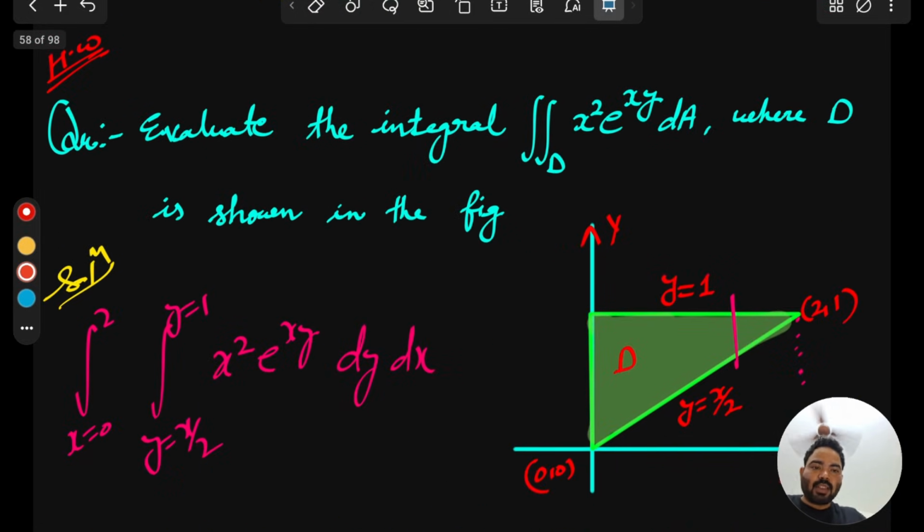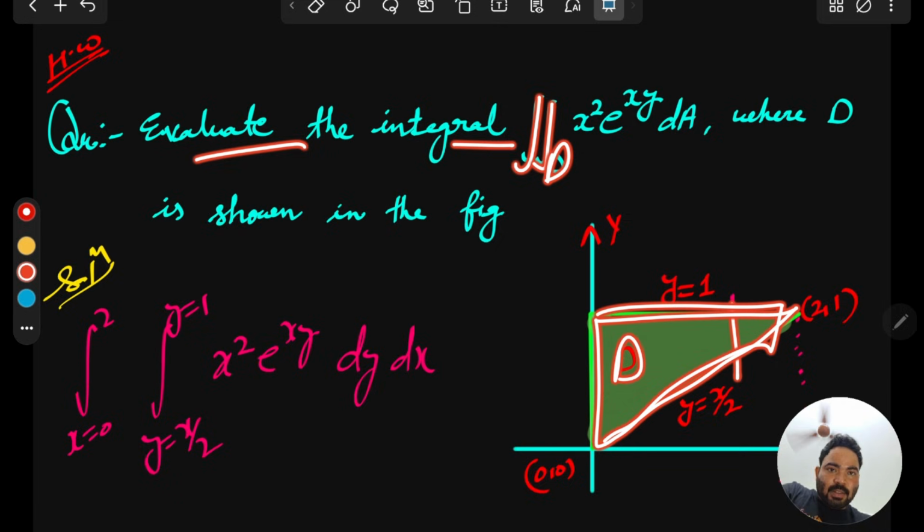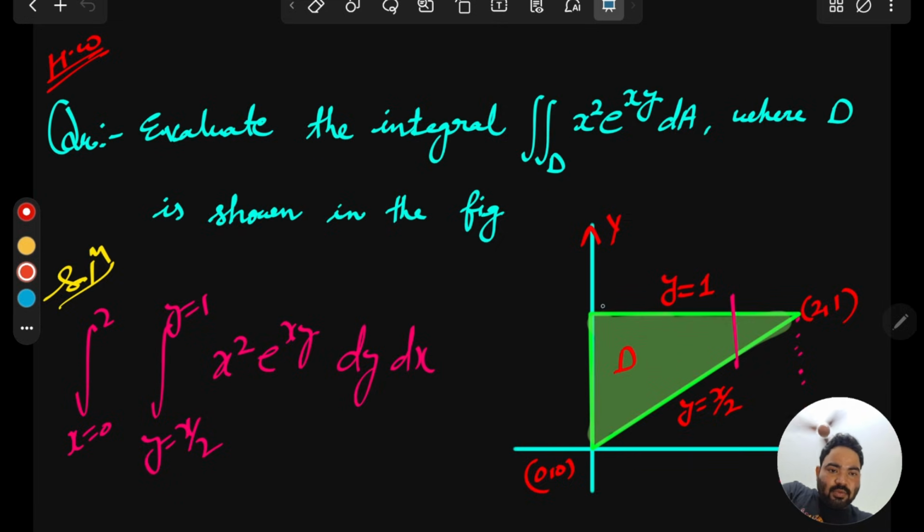This is the simple way. And if a region is given, then how can you find out the area? This is the second question. Evaluate the double integral over D, where D is the region, and in this region you have to find out the area.